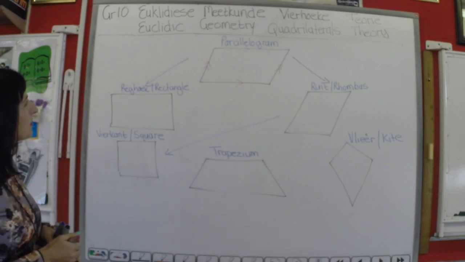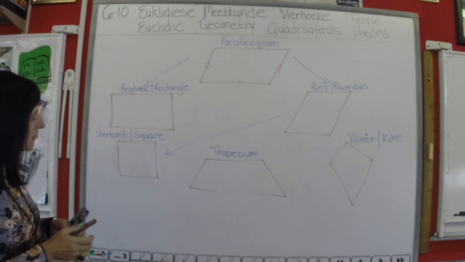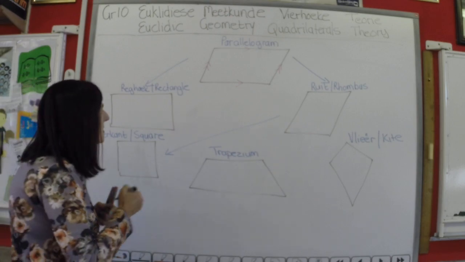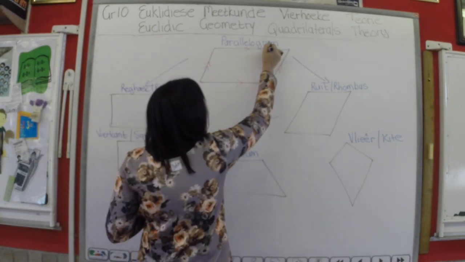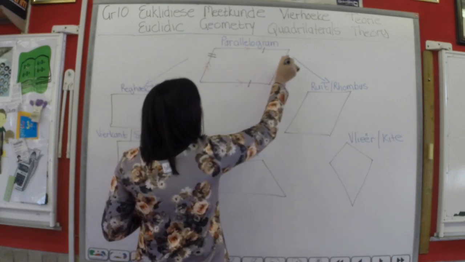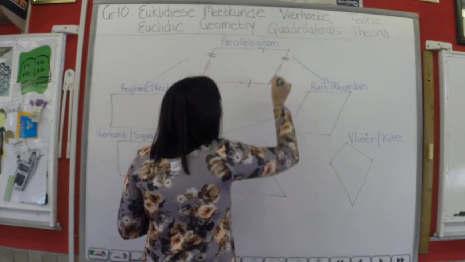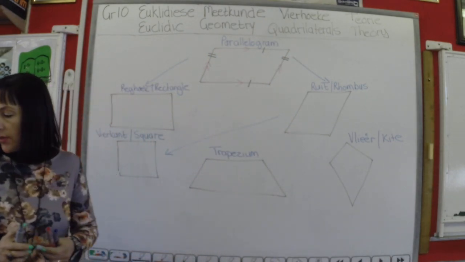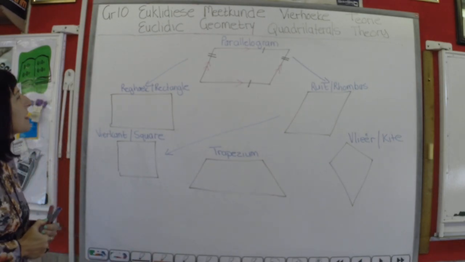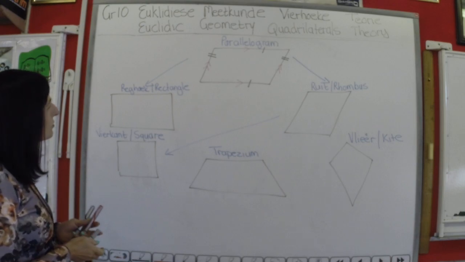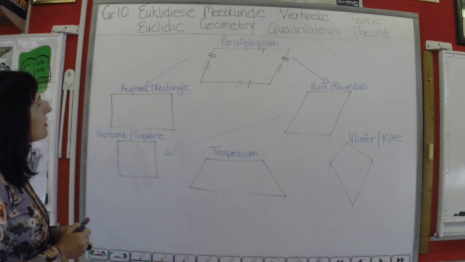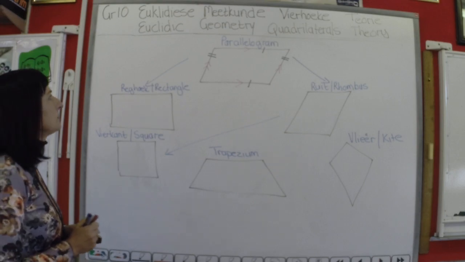The next property regarding the sides is that the opposite sides are also equal to each other. Die oorstaande sye is ewe lank. That's the sides. Parallelogram se sye. Kom ons gaan kyk na 'n parallelogram se hoeke.